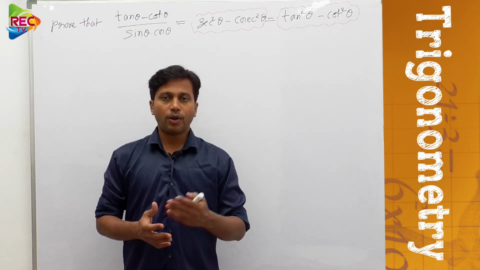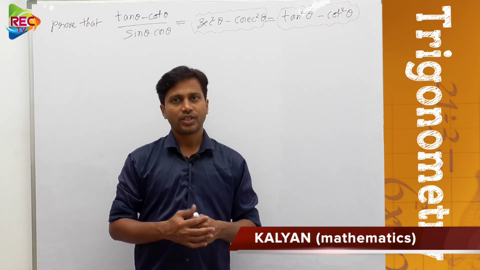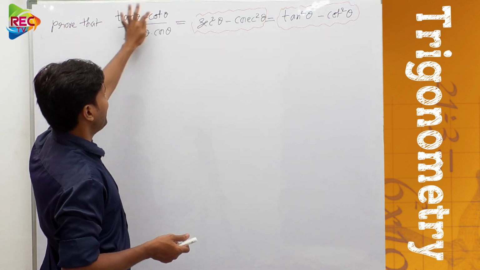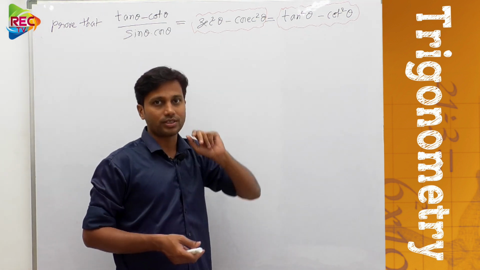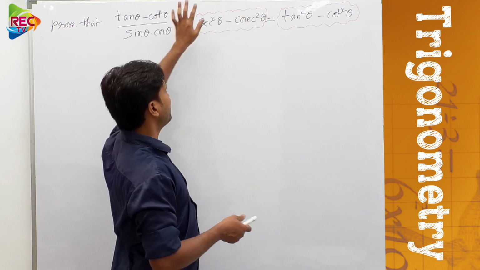So let us solve one more problem based upon trigonometric basic ratios and trigonometric identities. Just see here, we need to prove something. We need to show that (tan theta minus cot theta) by (sin theta cos theta) is equal to what? We need to show here two results. One is this one and one is this one.